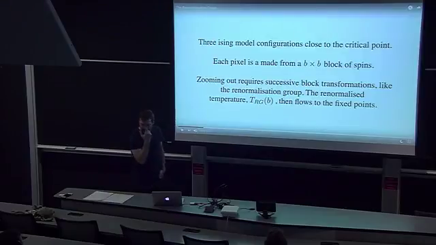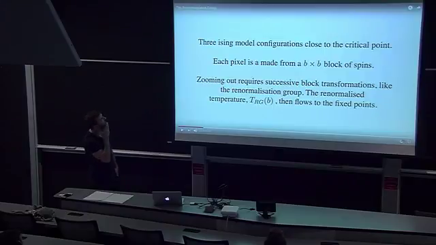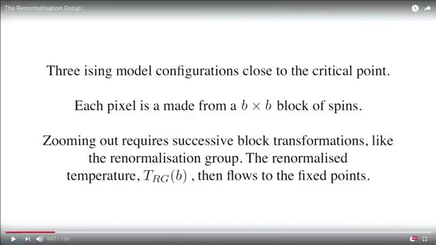Okay, so we're going to talk about this today, but these are 3 configurations close to a critical point. And B is the size of a block. I'm going to explain what block spins are. So he's doing the same thing as he just did. He's just zooming out, so he's changing the scale. And I'll talk about what the renormalized temperature is, so don't worry about it too much right now.